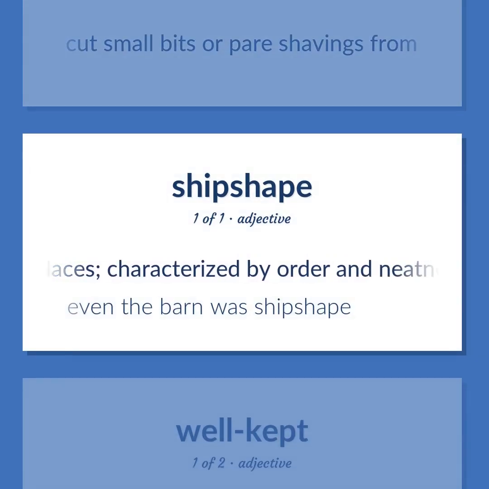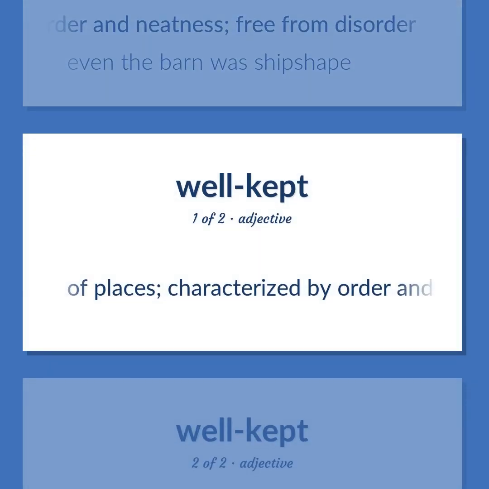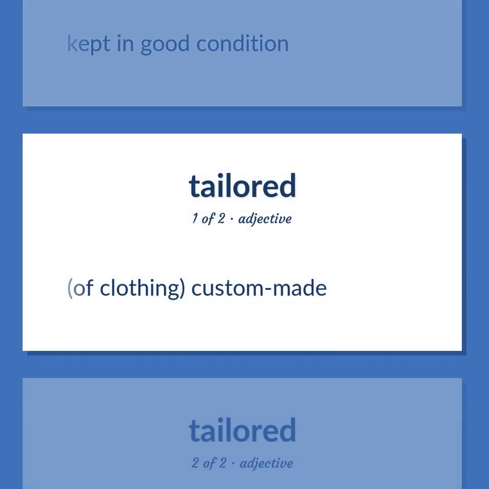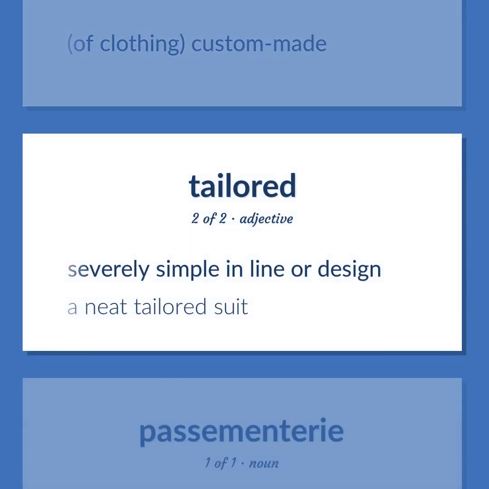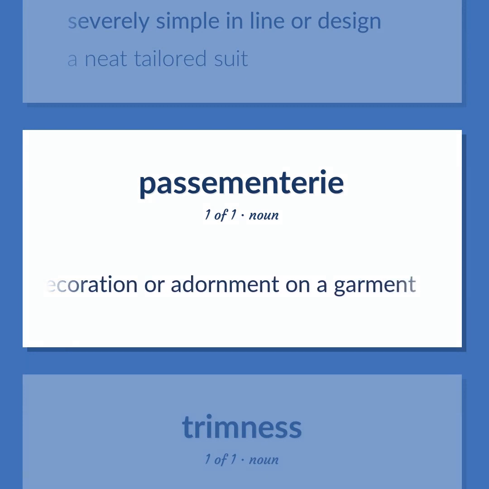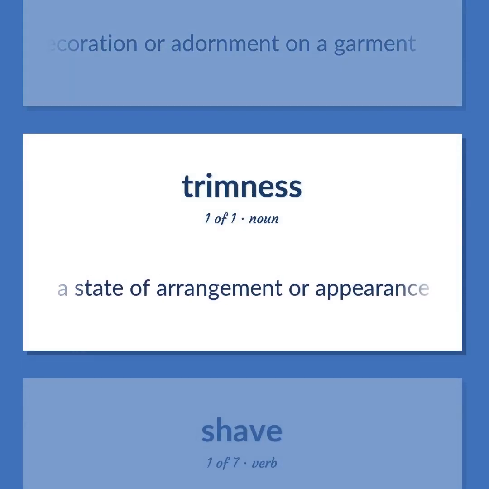Of places, characterized by order and neatness, free from disorder. Even the barn was shipshape. Kept in good condition. Of clothing, custom made. Severely simple in line or design. A neat tailored suit. A decoration or adornment on a garment. A state of arrangement or appearance.